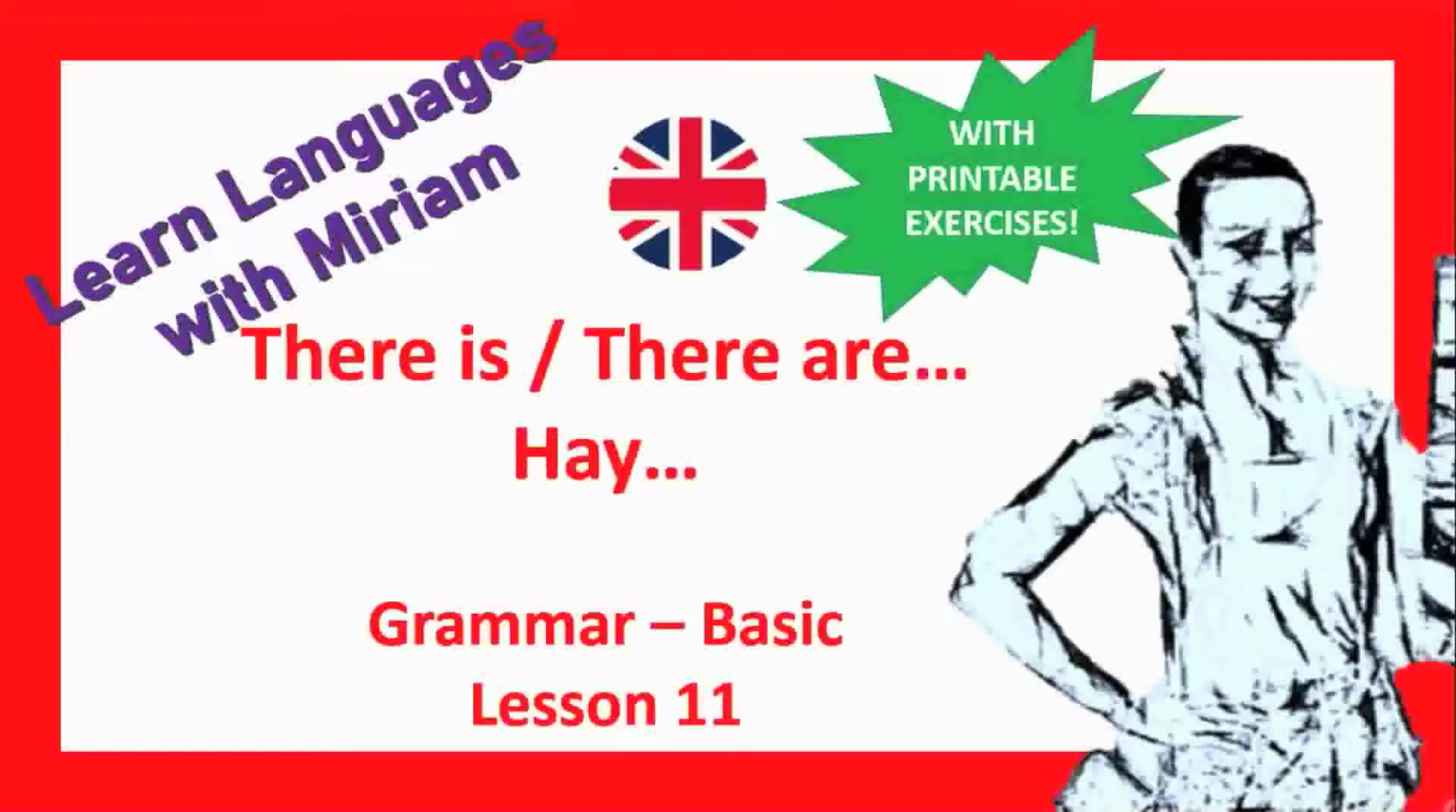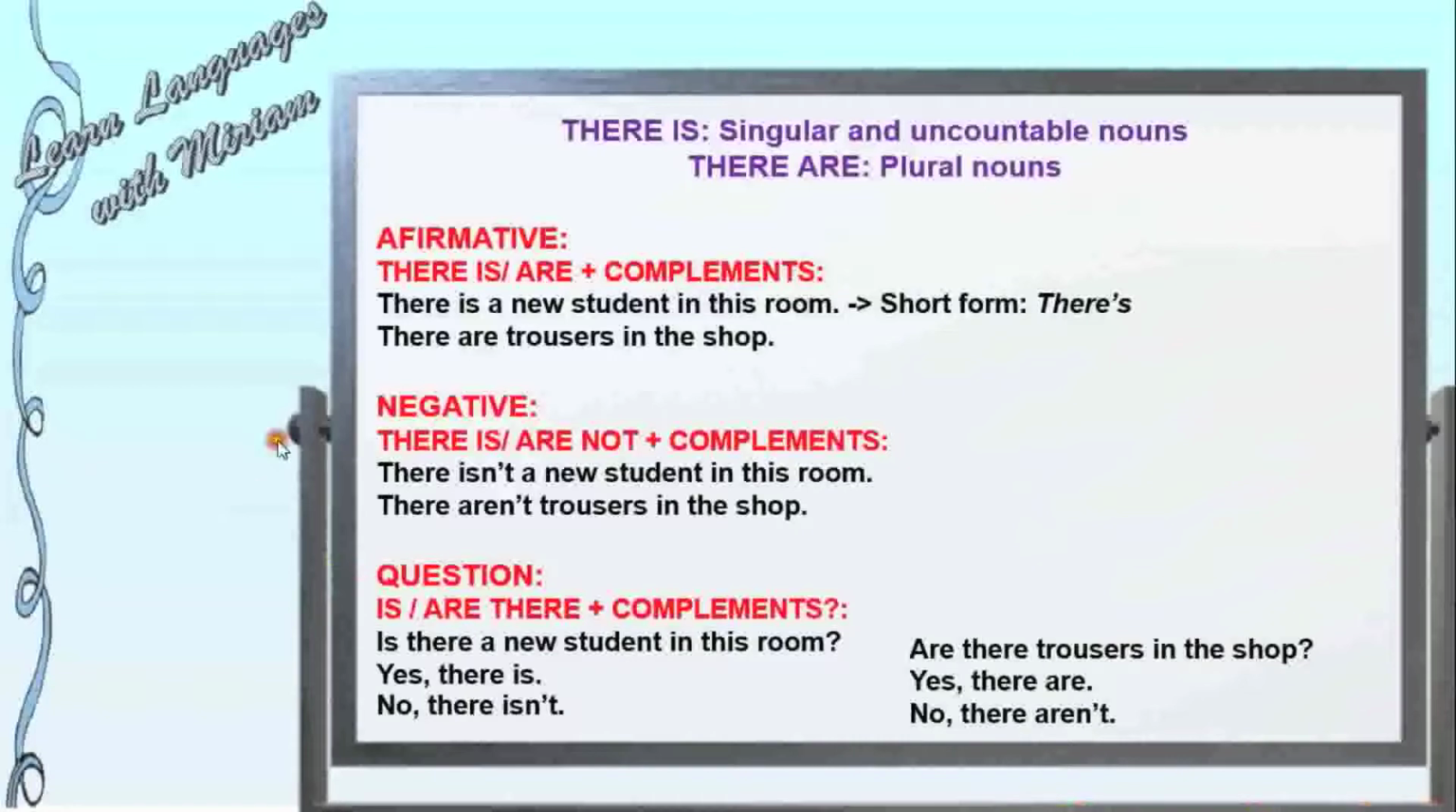I'm Miriam and today we are going to see the difference of there is and there are. Let's start. So now I'm going to explain to you. There is, we are going to use it for singular and uncountable nouns. There are for plural nouns.